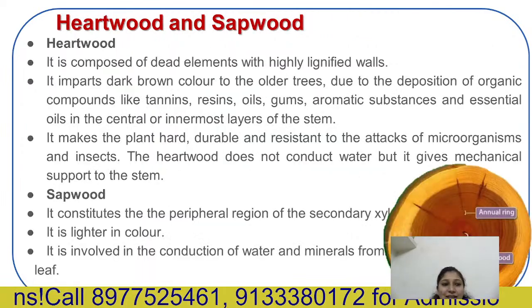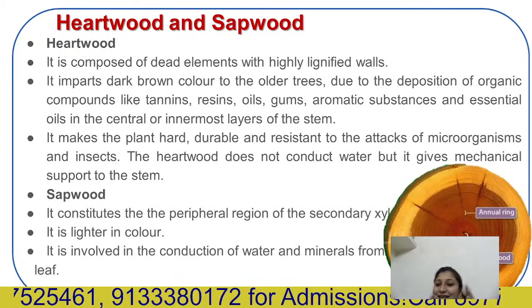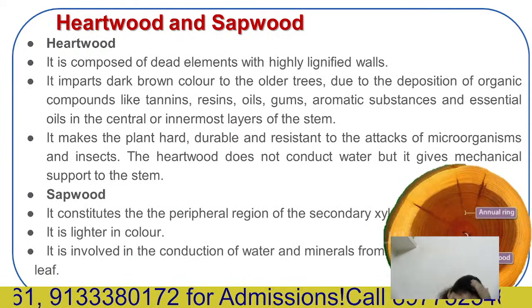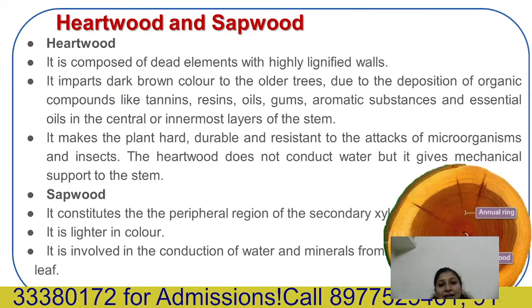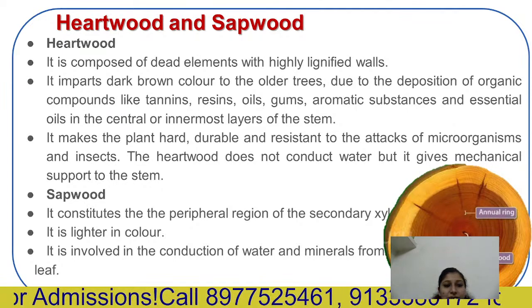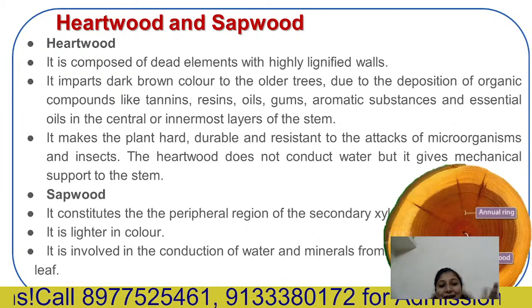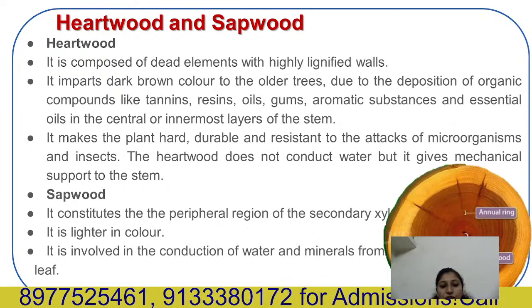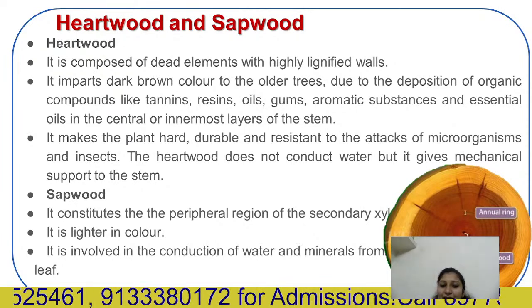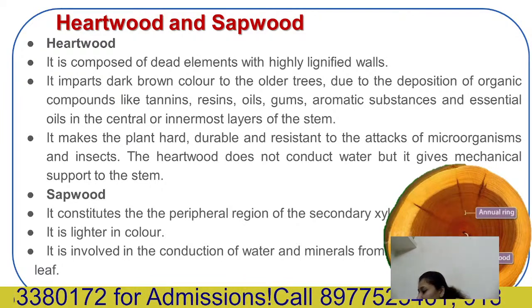Then heartwood and sapwood. Heartwood is composed of dead elements with highly lignified walls. It makes the plant hard, durable, resistant to attack of microorganisms. So it is darker in color, and the lighter color wood is known as sapwood. It is involved in the conduction of minerals and water. Water transportation is from sapwood only, not from the heartwood.